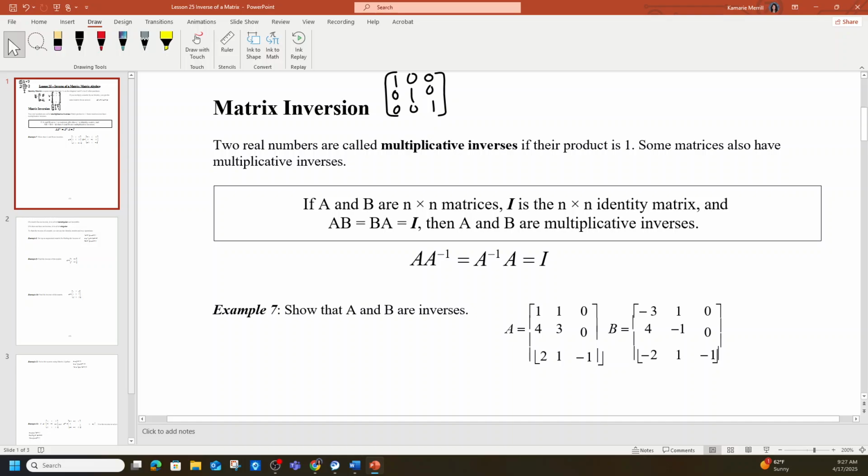Almost. So, 2 real numbers are called multiplicative inverses if their product is a 1. So what that means is, some matrices have a multiplicative inverse. If A and B are n by n matrices and I is the identity, and if I get A times B and B times A and I get the identity, that means they must have been inverses. So I can times this matrix by this matrix and I would get 1s on the diagonals and 0s. And then if I reverse it and times it again and I get 1s on the diagonals and 0s, they had to have been inverses of each other.